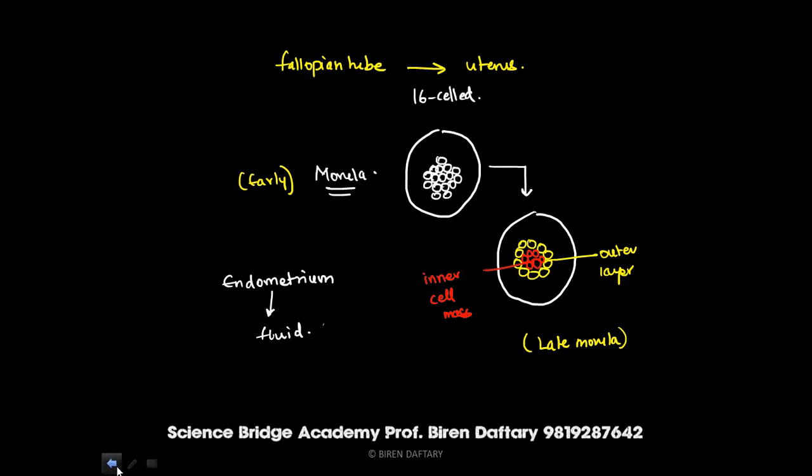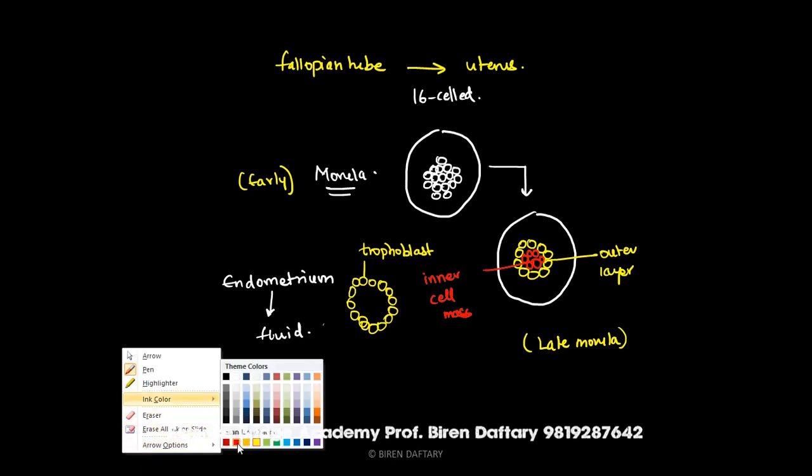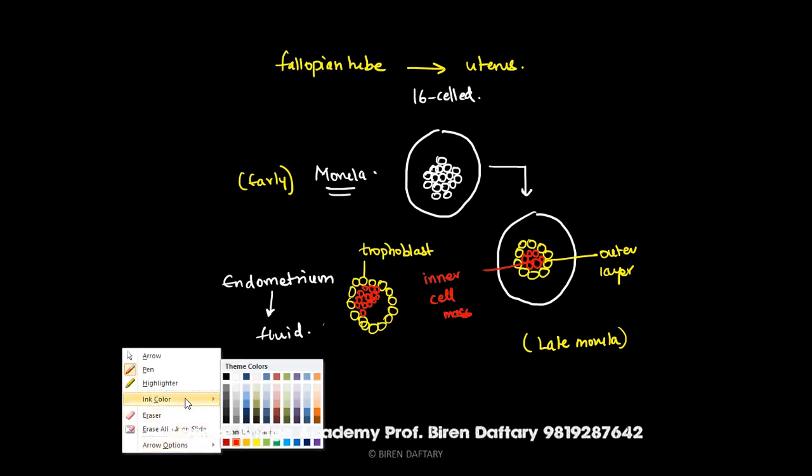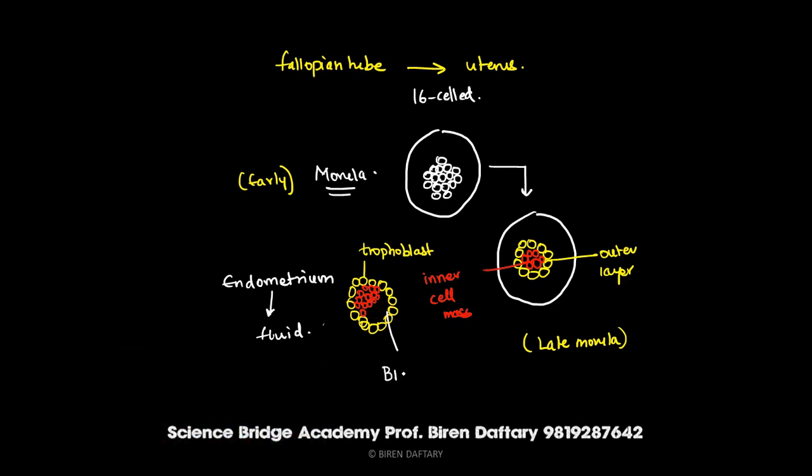Okay, so I am going to still take that yellow color. The zona pellucida has now disappeared, so I'm going to draw this outer layer of cells. Now this outer layer of cells which are present are called trophoblast cells. Do you get me? And they keep on absorbing the liquid secreted by the endometrium or the inner wall of the uterus, and what happens is this inner cell mass moves to one end of the trophoblast cells, and there is a cavity which is created over here. So that cavity is called the blastocele.